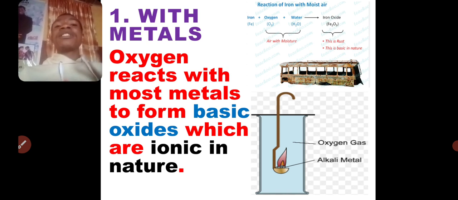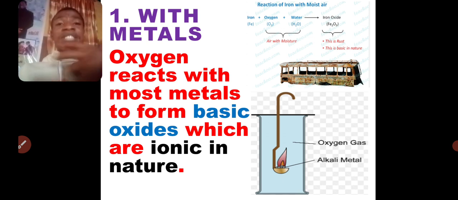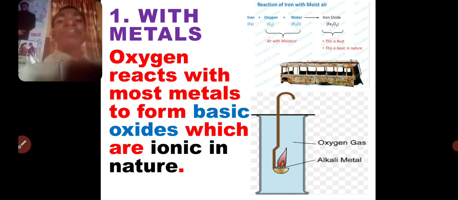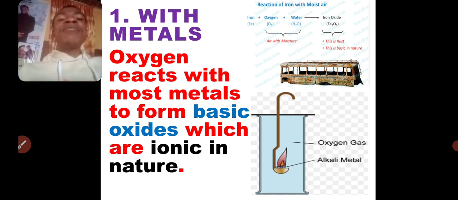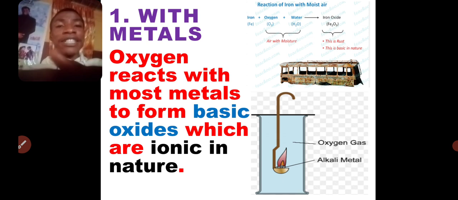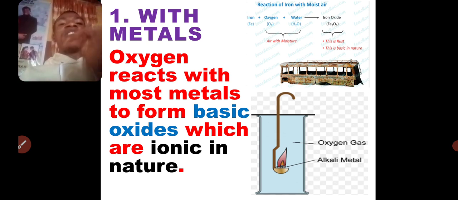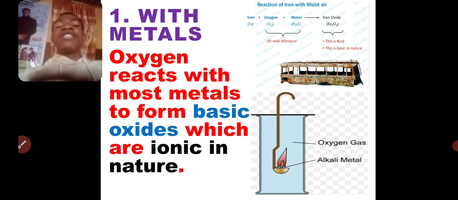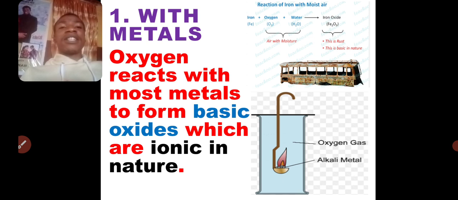Oxygen reacts with most metals to form basic oxide. Basic oxides are simply called bases, and these basic oxides are ionic in nature because oxygen is a non-metal. When a non-metal reacts with metals, it gives you an ionic or electrovalent compound.